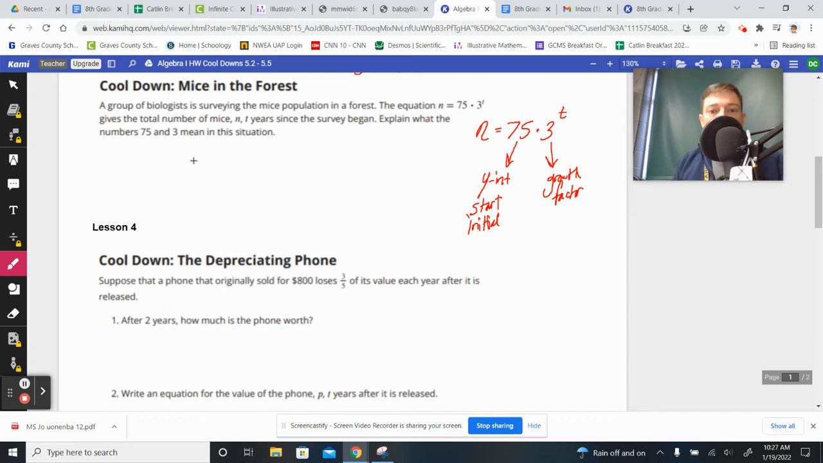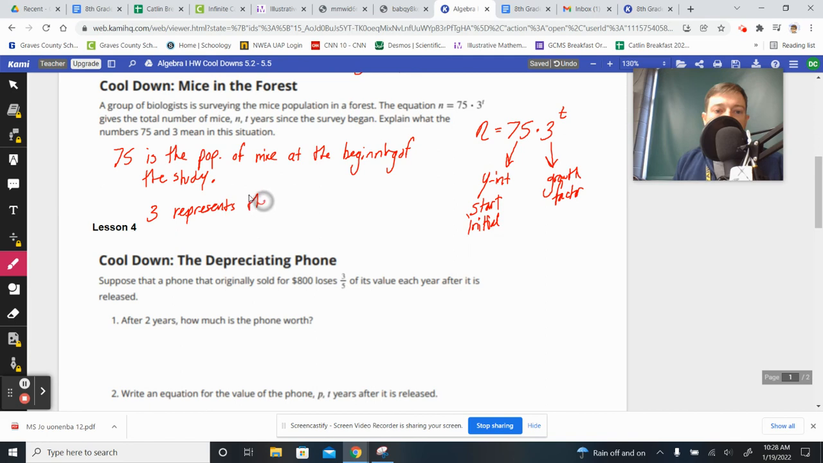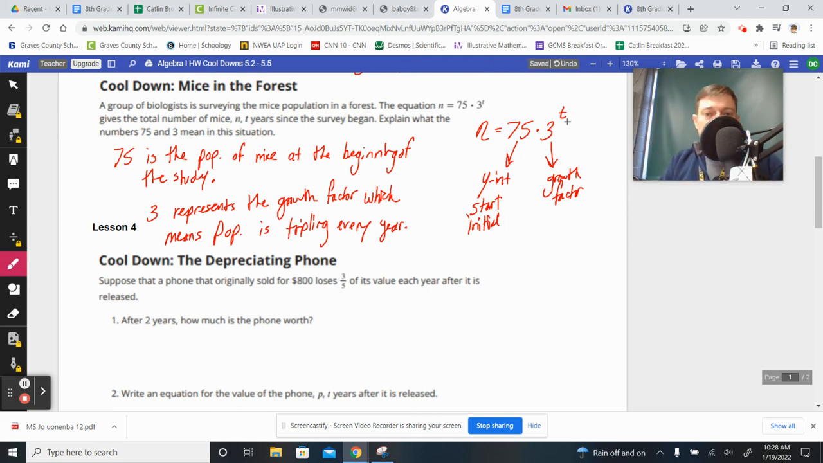Okay. So for 75, you're going to say that 75 is the population of mice at the beginning of the study. Year 0, or time 0, right? 3 represents the growth factor, which means the population is tripling every year. So that's what those 2 numbers mean in this particular story. We can gauge that from the expression that's given. And that's pretty much the main point that we got in class today.